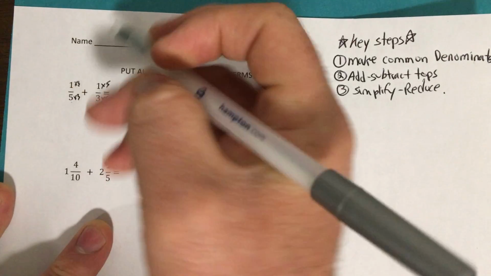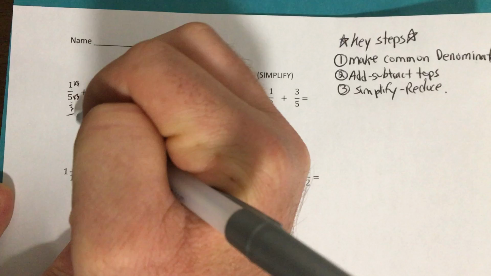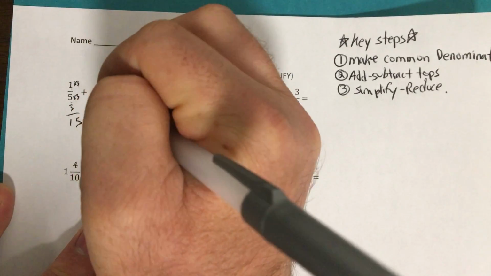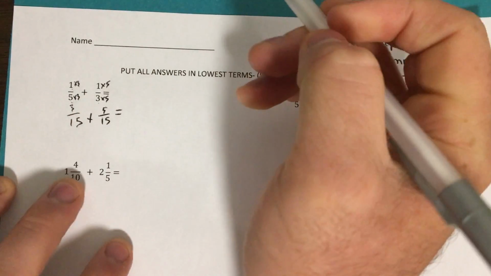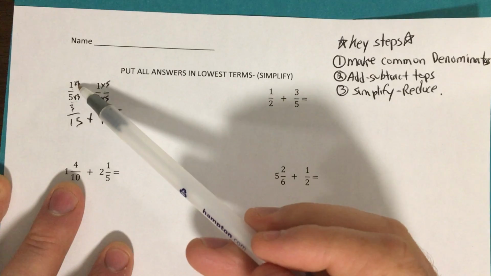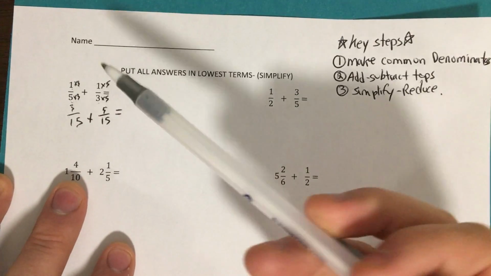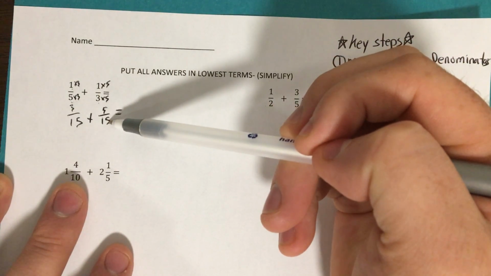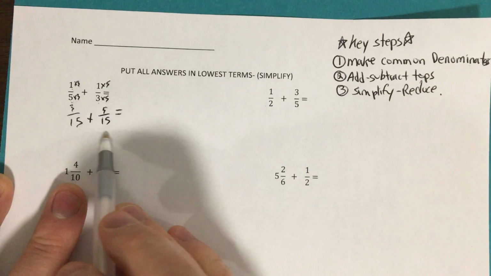And then we're just going to rewrite it directly underneath. So 1 times 3 is 3. 5 times 3 is 15, plus 1 times 5, and 3 times 5 is 15. So what we did was we just turned 1/5 into 3/15. They're equivalent fractions. They look different, but they mean the same thing. And we turned our 1/3 into 5/15 by multiplying it by 5. Now we have common denominators.